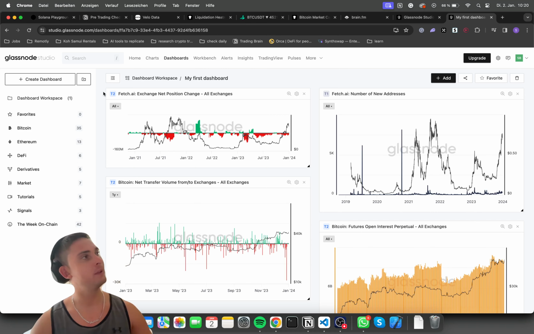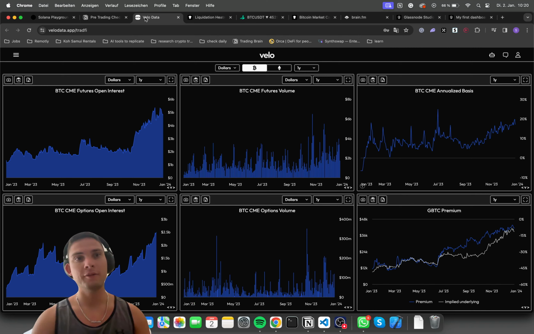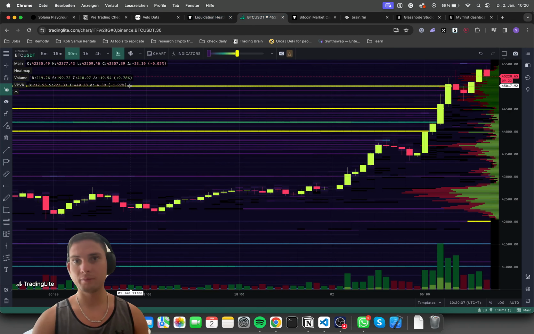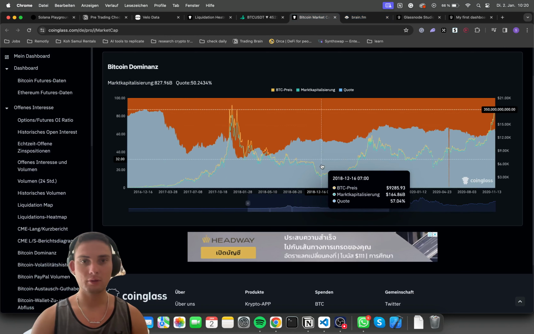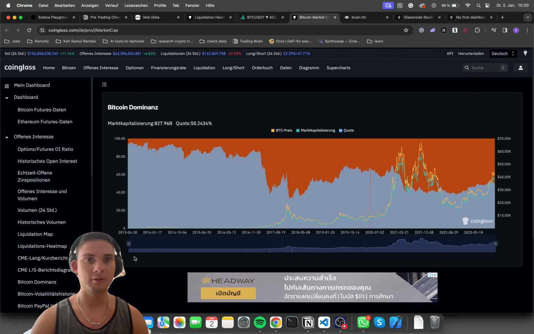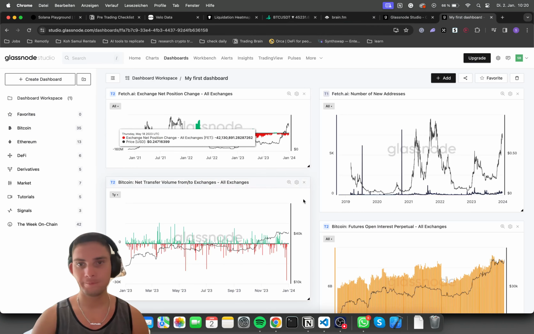What I'm doing quite a bit is, on Twitter, if I see people posting their charts or their analysis, I look at which platform they use to get their data. Oftentimes it's Glassnode, Velo, or TradingLite. So that's why I'm using these platforms. Coinbase on some, it depends if they are US or Europe traders. They often have different tools.